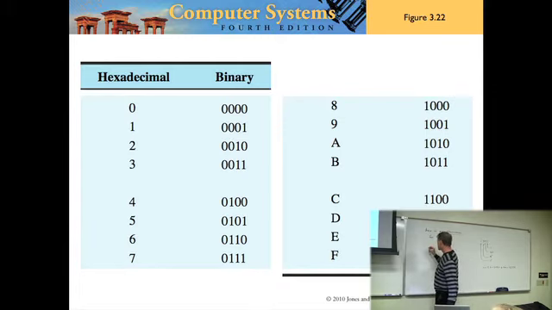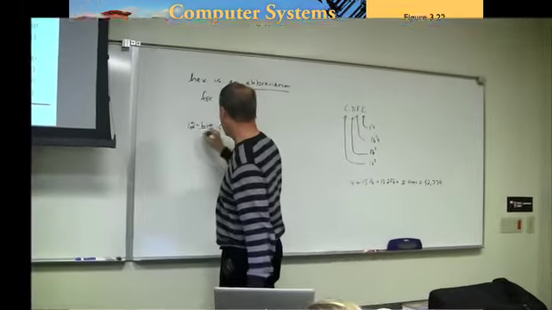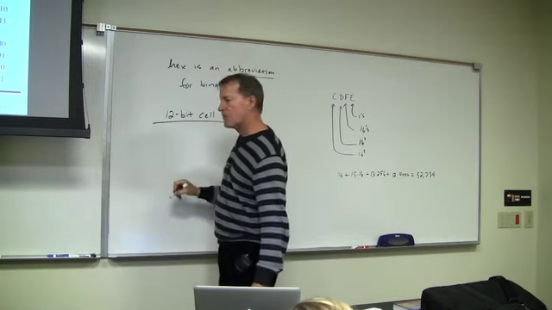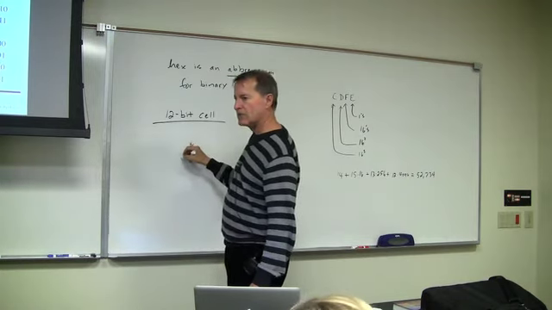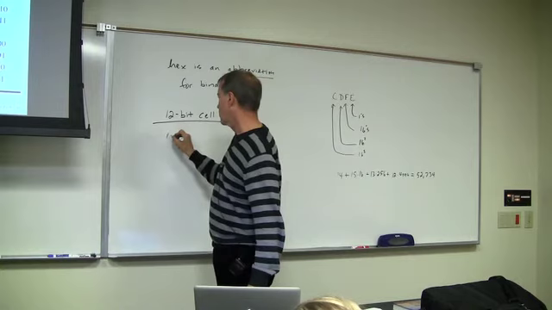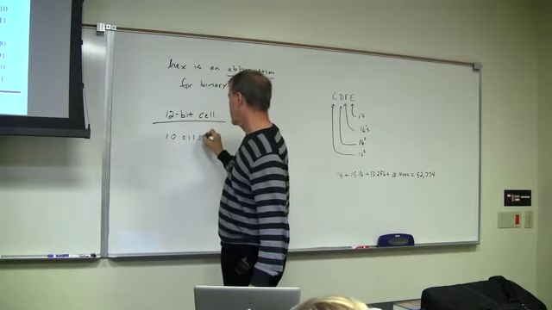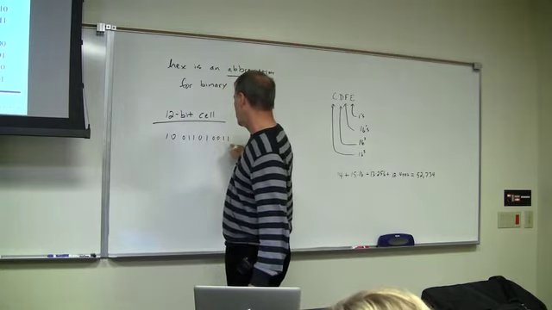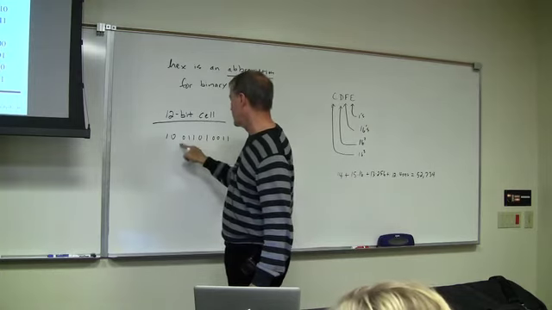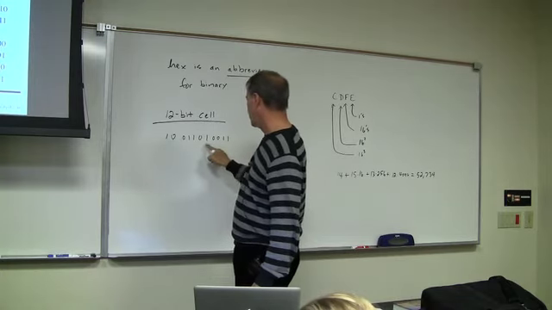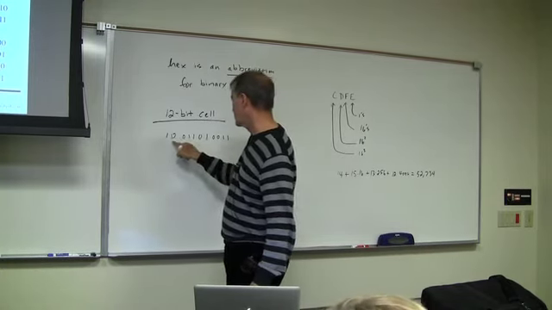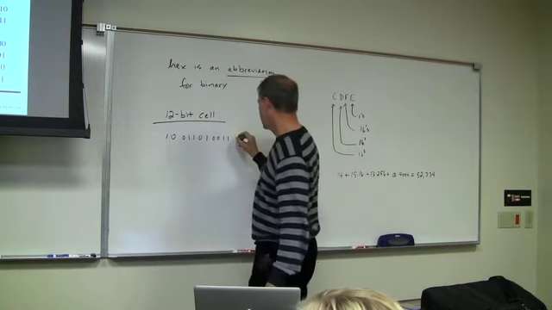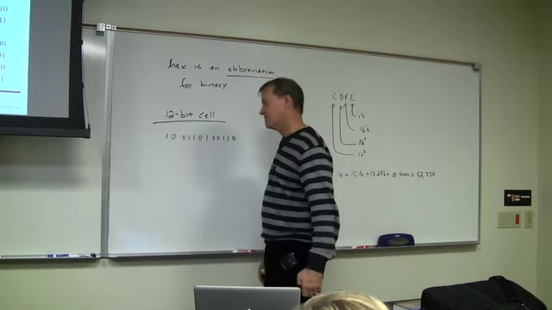Okay, so now look. Here's how you do it. Suppose we have a 12-bit cell, and suppose the value in this 12-bit cell is something like this: 1 0 0 1 1 0 1 0 0 1 1 0.